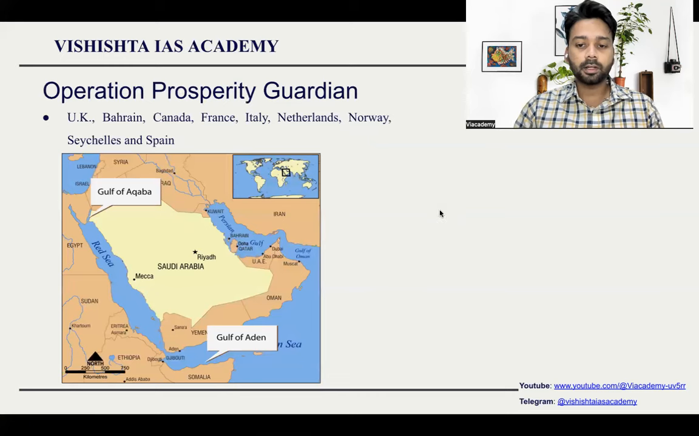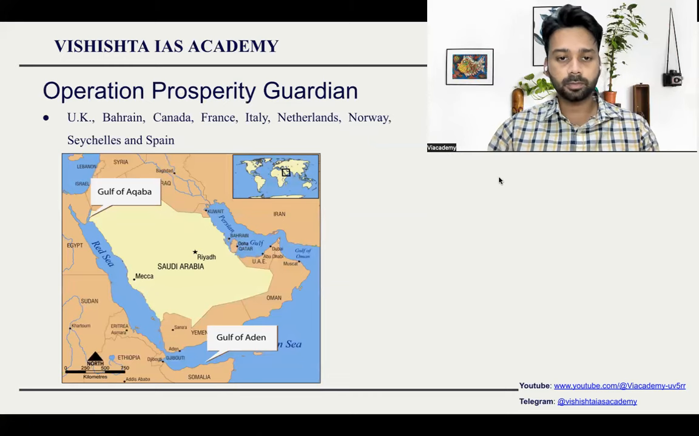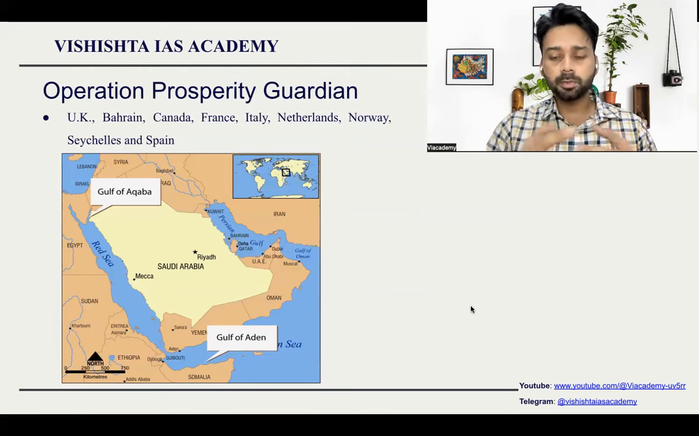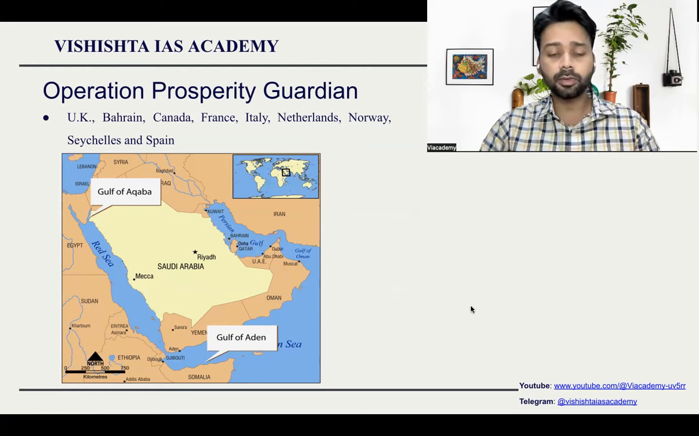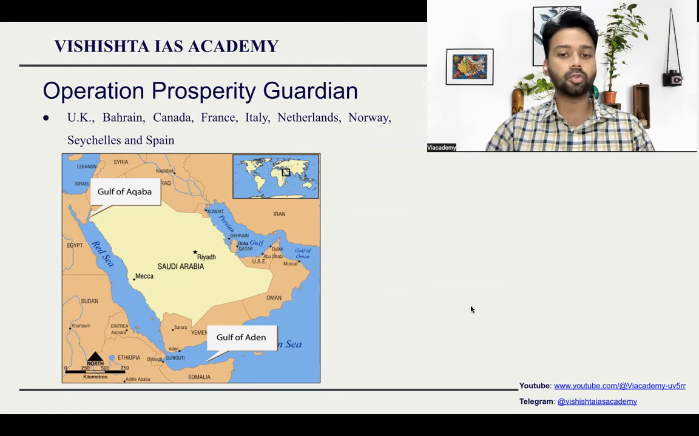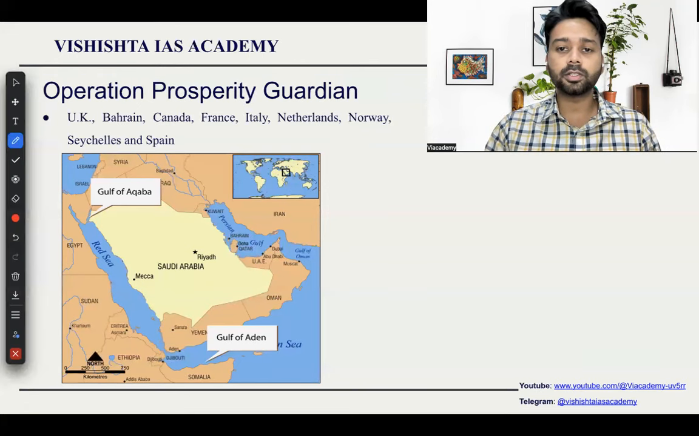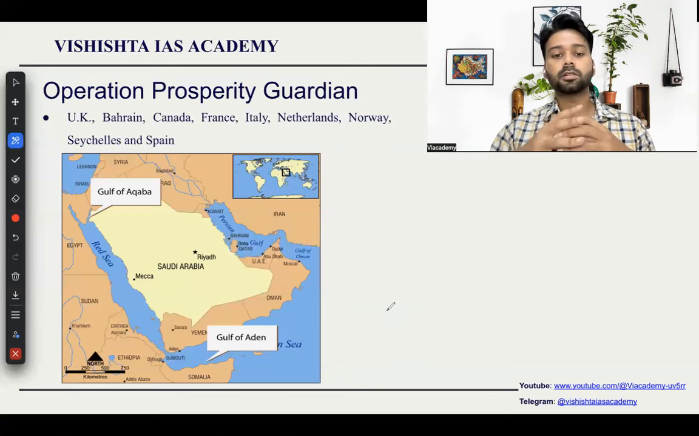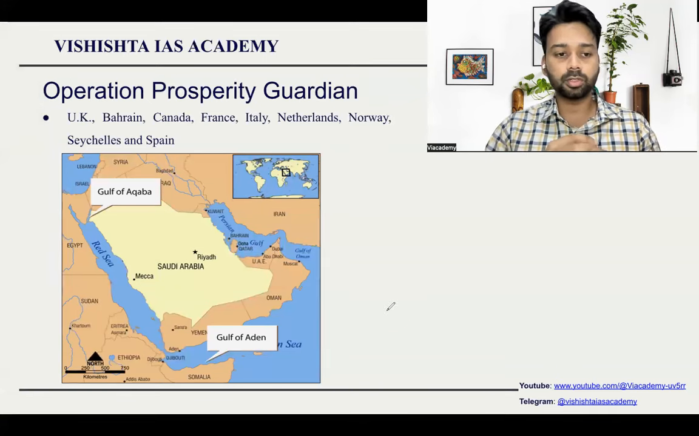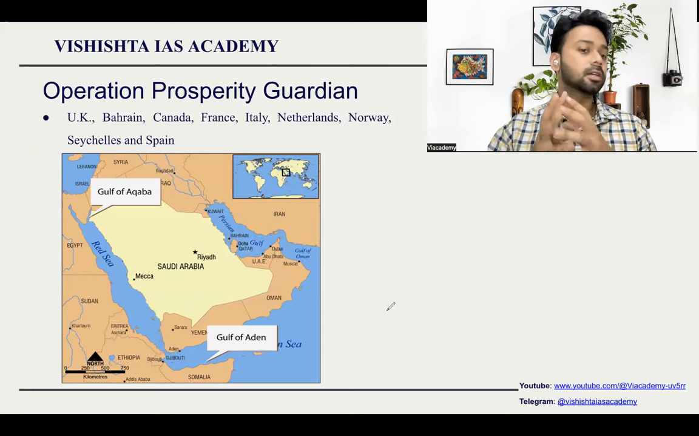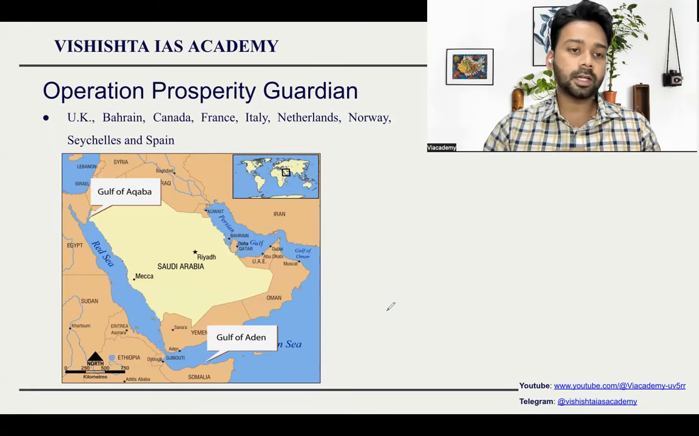Operation Prosperity Guardian has been in news in the recent times. From prelims perspective and mains perspective, this topic is very important. Anything related to international affairs is very, very important. You need to know about it. Even though Operation Prosperity Guardian is not directly linked with India, it is related to the Arabian Sea. So it becomes very important. So what exactly is it?